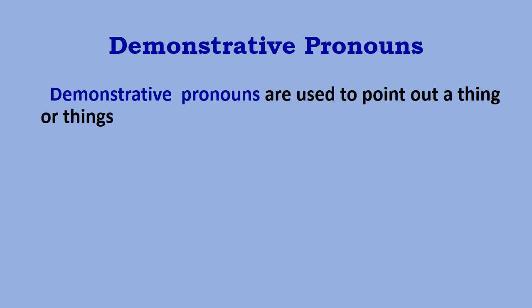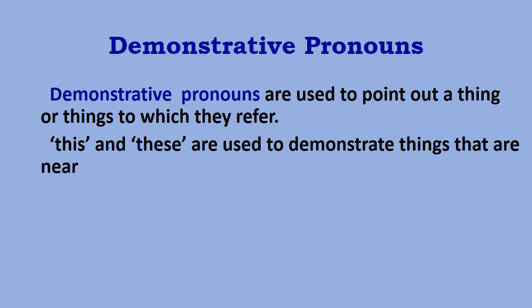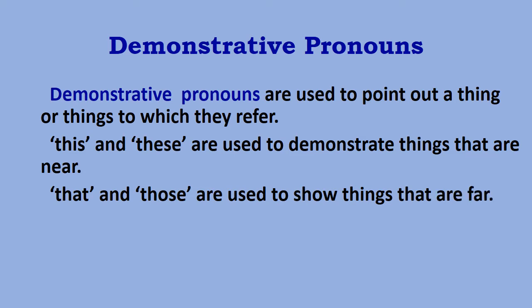The next is demonstrative pronouns. Demonstrative pronouns are used to point out a thing or things to which they refer. They demonstrate. Everybody knows what demonstrating is. These pronouns point out a thing or things to which they refer. This and these are used to demonstrate things that are near, in distance and in time also. That and those are used to show things that are far.